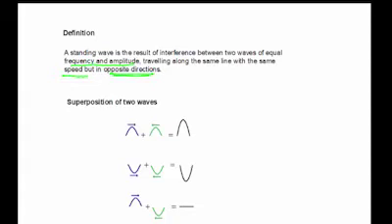This will take us to the superposition of two waves. You know that if two or more waves, we are only talking about two waves here, meet at a point, the resultant displacement at that point is equal to the sum of the displacement of each individual wave at that point.